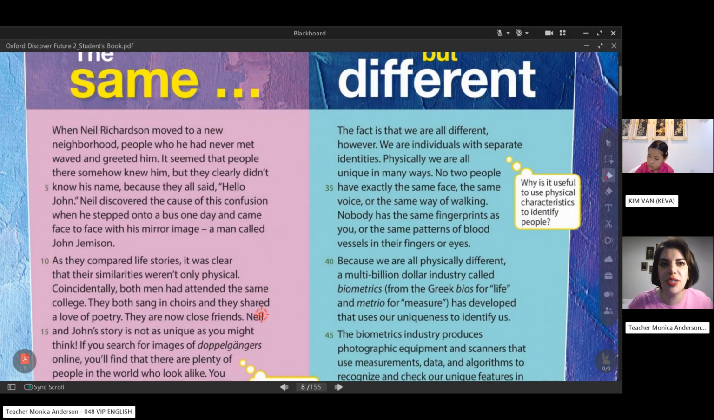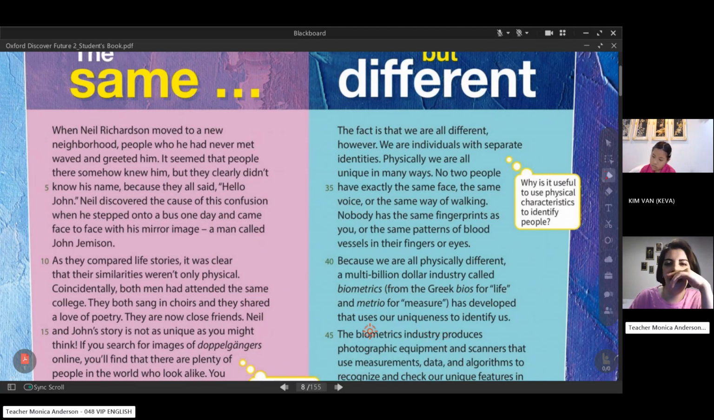I want you to do something, Kieva. I want you to underline the important words that you see, okay? Ready? Let's do it. Unit 1, page 6, exercise 3. The Same, but Different.